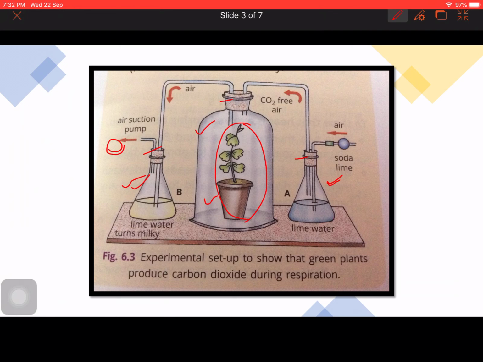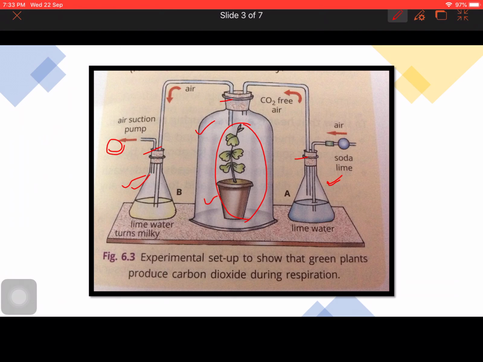Now this experiment should always be performed in the dark so that no photosynthesis is happening. So we have covered the bell jar with black paper or a black cloth to prevent photosynthesis, so that any carbon dioxide produced during respiration is not used up during photosynthesis. Now we have started pumping outside air into the apparatus with the help of an air suction pump.